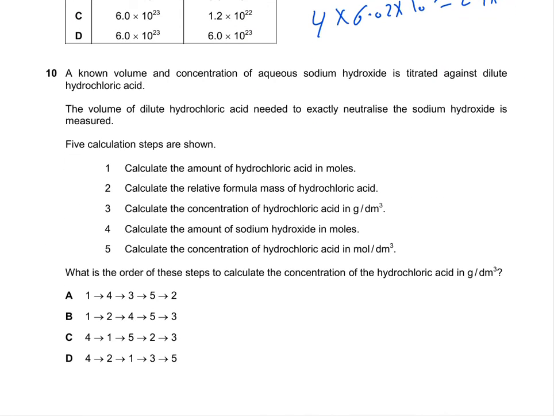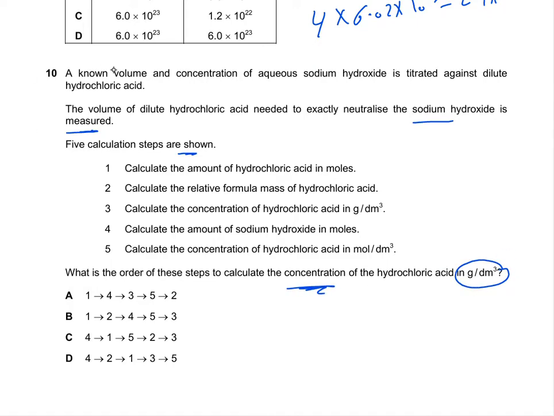Okay, a known volume and concentration of aqueous sodium hydroxide is titrated against dilute hydrochloric acid. The volume of the hydrochloric acid needed to neutralize the sodium hydroxide is measured. 5 calculation steps are shown. What's the order of these steps to calculate the concentration of hydrochloric acid in grams per decimeter?